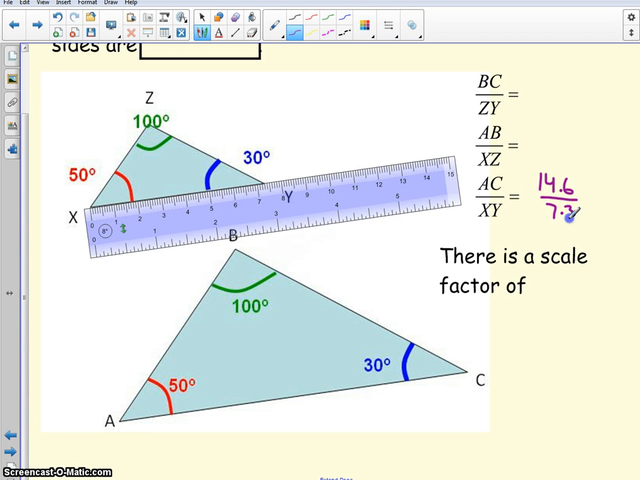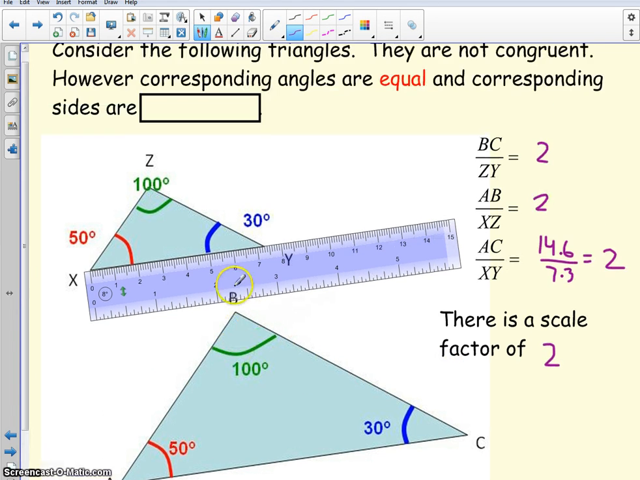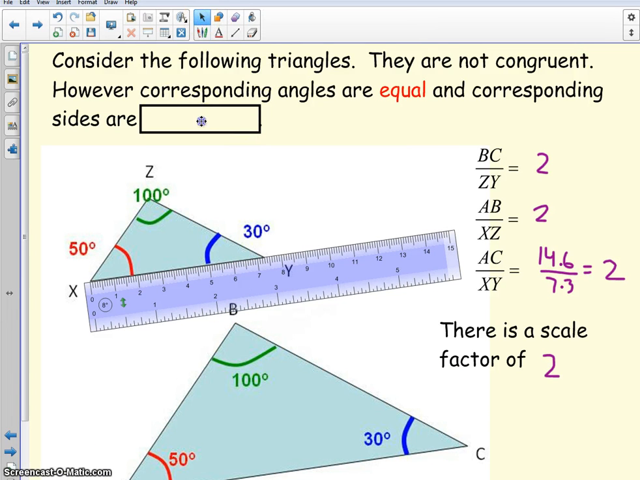Taking a quick look at that, you might notice that 14.6 is exactly twice as large as 7.3. So the ratio between the corresponding sides is going to be 2. AC is twice as large as XY. I'll let you do this for yourself with the other sides, taking out a ruler. But you see that the same ratio exists for every pair of corresponding sides, meaning that AB will be twice as large as XZ, and BC will be twice as large as ZY. So what we say in this case is that there's a scale factor of 2 between these two triangles, meaning the corresponding sides of the larger triangle are twice as large as the ones from the smaller triangle, and what we can say is that the corresponding sides in these triangles are proportional to each other.